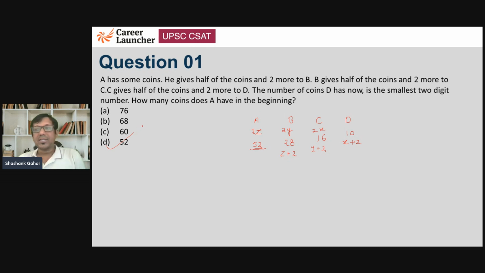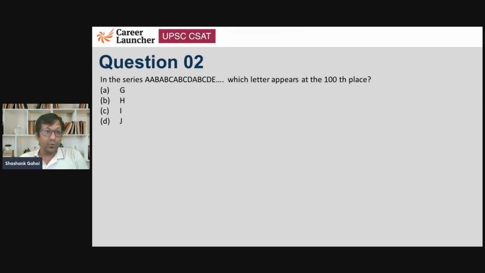Now, these kinds of questions are not top to bottom questions. These questions are bottom to top. It means you start from the end and you move up to the top. You calculate for the last one, then you calculate for the second last one, then the third last one, and that's how you move up and get the number of coins for the first one.